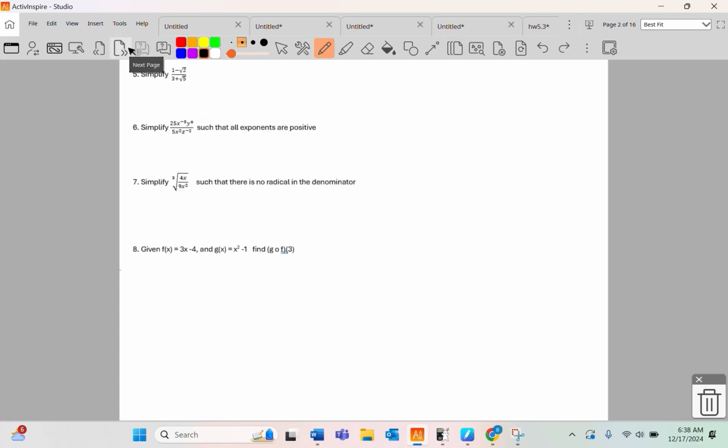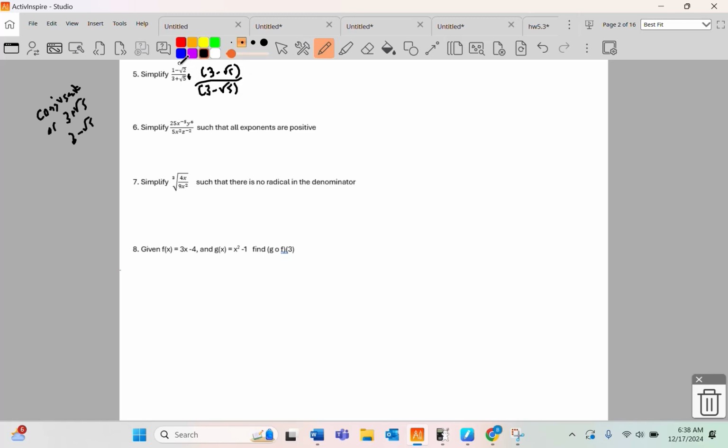All right, 5 is a simplification problem. You're going to use what's called the conjugate to do number 5. The conjugate of 3 plus root 5 is 3 minus root 5. So we'll multiply top and bottom by 3 minus a root of 5.